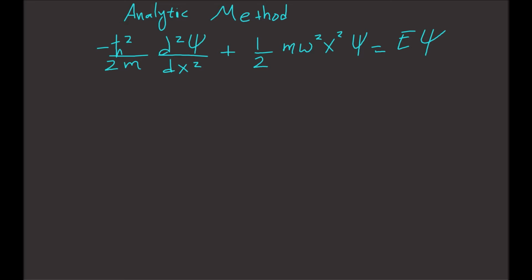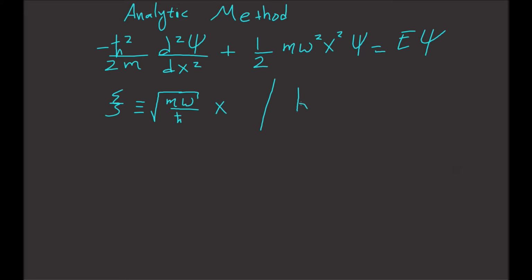To make things a lot cleaner, we're gonna introduce two new variables. The first one I think is called zeta, Greek letter zeta. We're gonna call it squiggly from now on. So squiggly, we're gonna define as the square root of mass times angular frequency divided by h bar, the square root of that, times x. And this is a dimensionless quantity, okay?